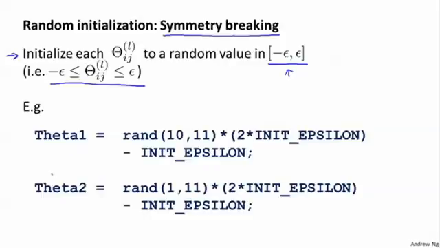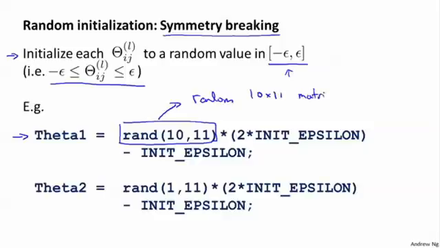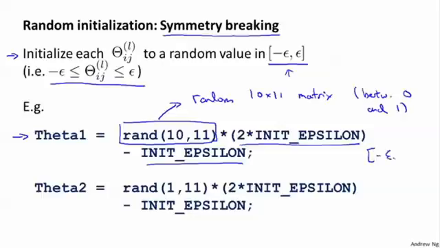The way I write code to do this in Octave is I might set theta 1 to be equal to this. So this rand(10, 11) is how you compute a random 10 by 11 dimensional matrix, and all the values are between 0 and 1. So these are going to be real numbers that take on any continuous values between 0 and 1. And so if you take a number between 0 and 1, multiply it by 2 times init epsilon, then subtract init epsilon, you end up with a number that's between minus epsilon and plus epsilon.